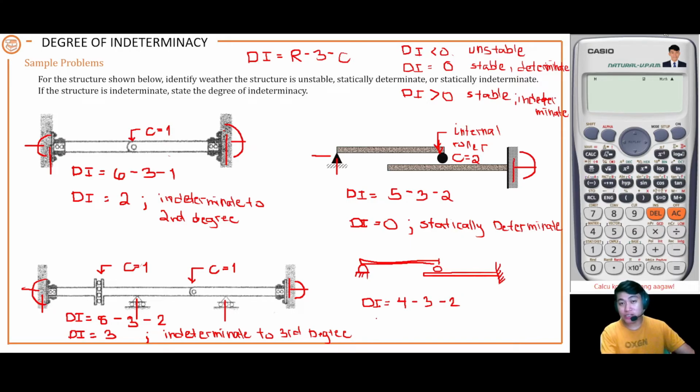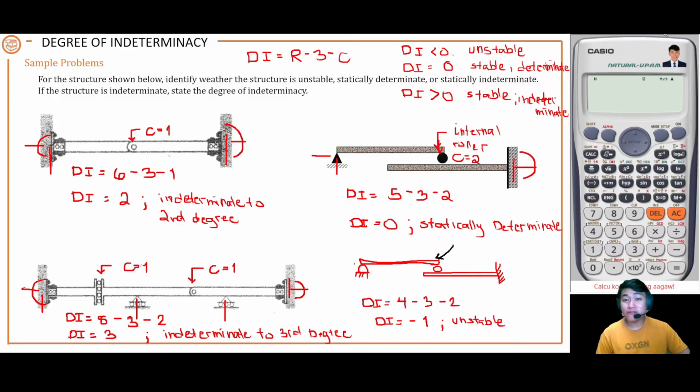So therefore, your answer here for the degree of indeterminacy is equal to negative 1, and a negative value is unstable. Why is this figure unstable? Actually, you can observe this. When you say unstable structure, as you try to apply a load in any direction, it will move. Let's say you try to apply a load here, it will move horizontally. So that's why this structure is unstable.